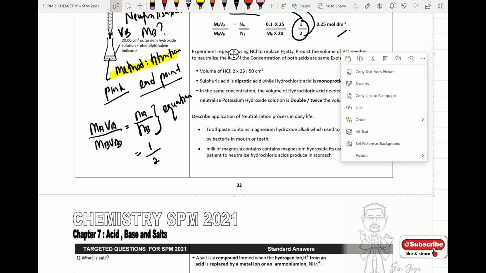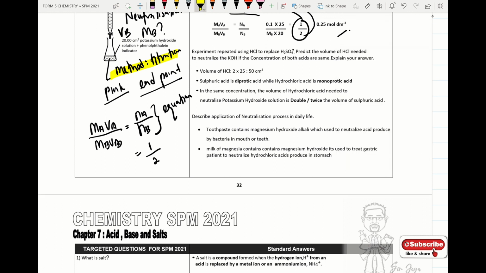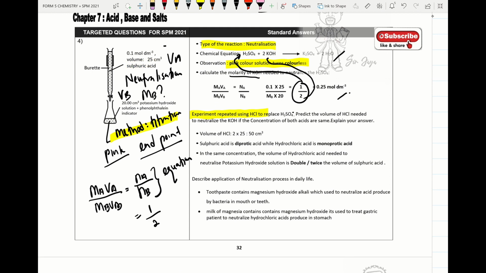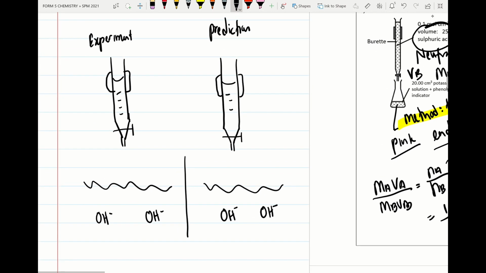Try to check the question. All right, so in this experiment, if the experiment is repeated, that means in this reaction they use sulfuric acid, and it is repeated with hydrochloric acid. Predict the volume of hydrochloric acid needed to neutralize the potassium hydroxide solution, with both concentrations the same. So we try to check here. The experiment is done using sulfuric acid, and the volume obtained is 25 cm3, and the experiment is repeated using hydrochloric acid. So we need to predict the volume.